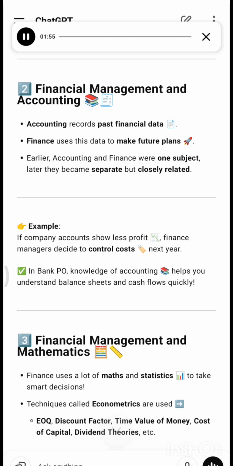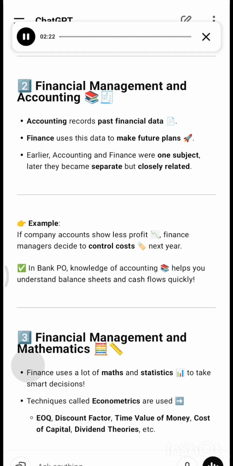Number 2, financial management and accounting. Accounting records past financial data. Finance uses this data to make future plans. Earlier, accounting and finance were one subject. Later, they became separate but closely related. Example: if company accounts show less profit, finance managers decide to control costs next year. In Bank PO, knowledge of accounting helps you understand balance sheets and cash flows quickly.